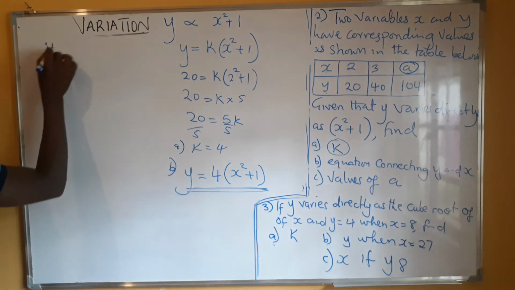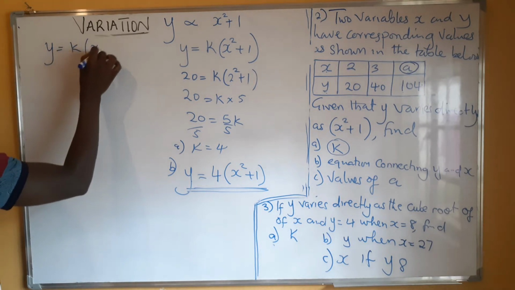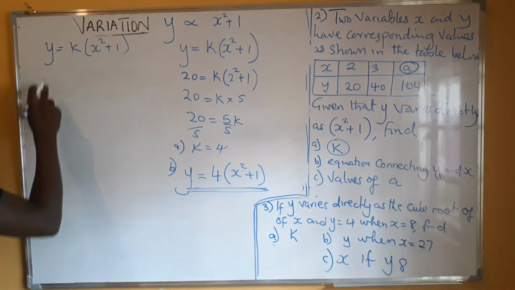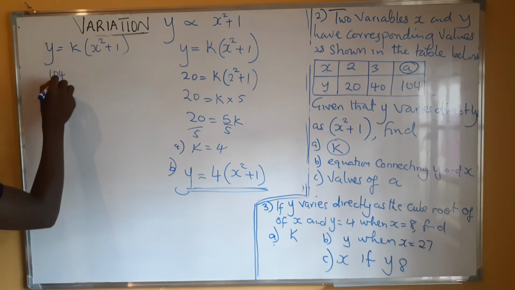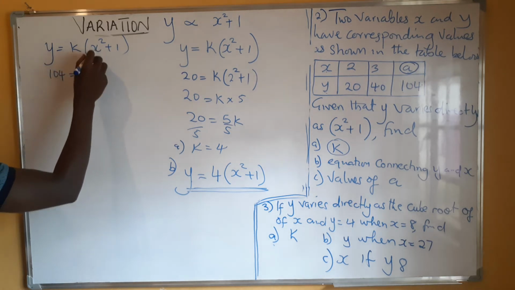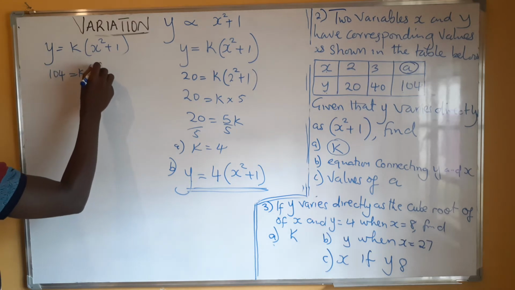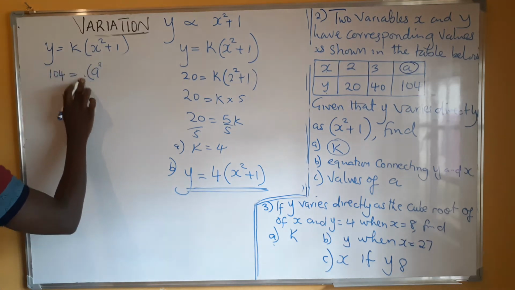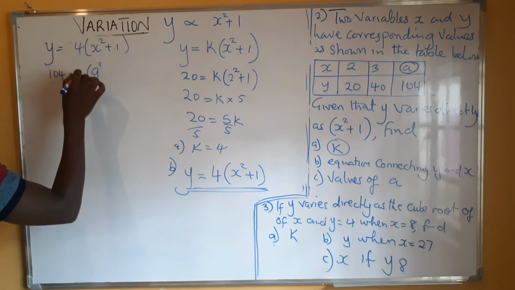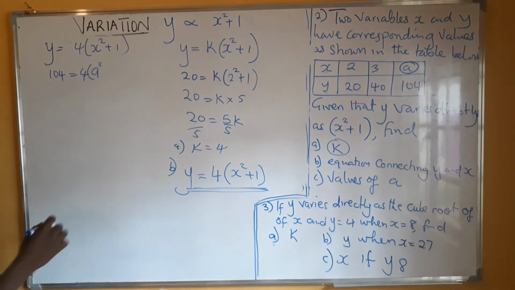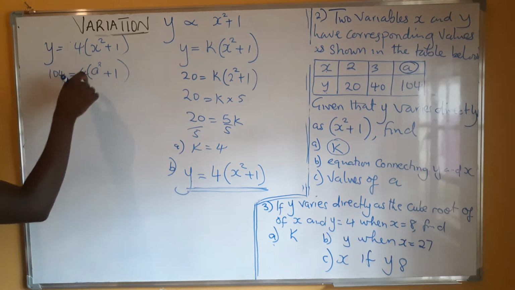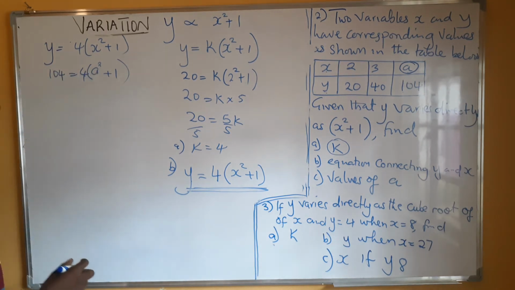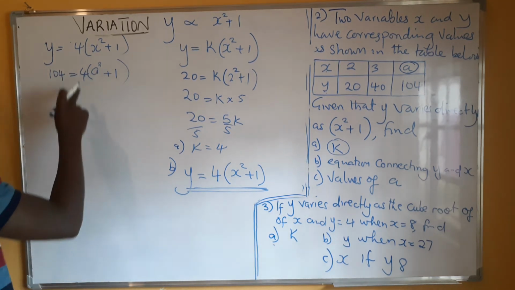We have y is equal to k a. So when this is equal to 104, k, this is a. Oh, sorry, this is our 4 here. This is our 4 plus 1. So we want to find the values of a. So we are solving for this a now.